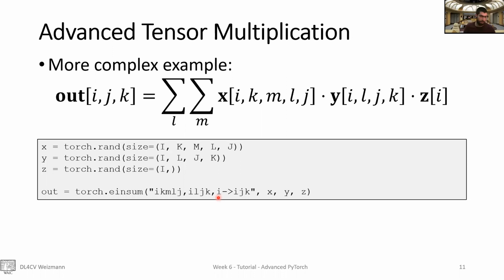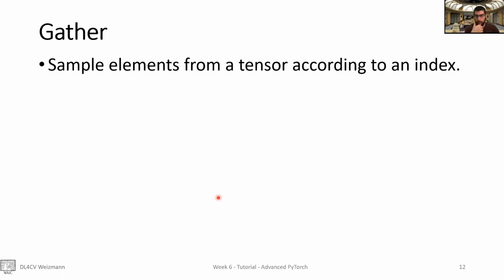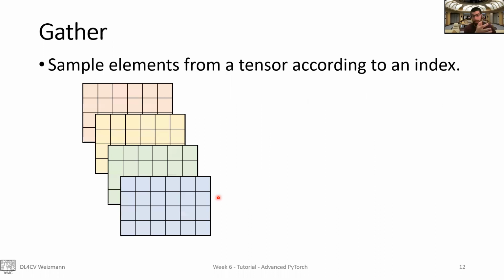That's a tip. So let's continue to the other kind of vectorized operation, which are sampling operations. So the first operation is gather, which means to sample elements from a tensor according to an index. And what does it mean? Let's say we have a big tensor with some height, width, and channels. Each channel has its own color in this example.